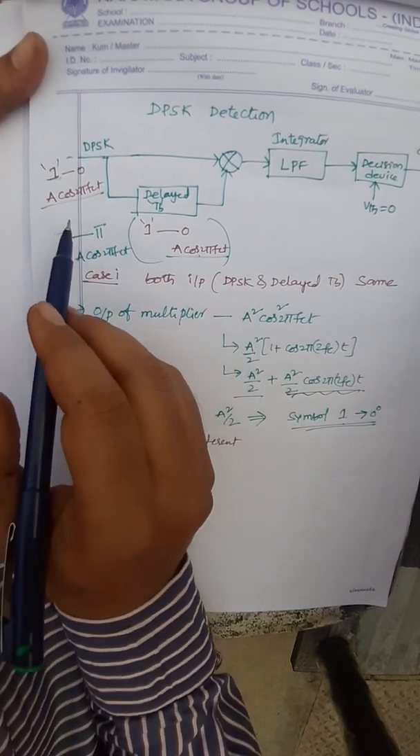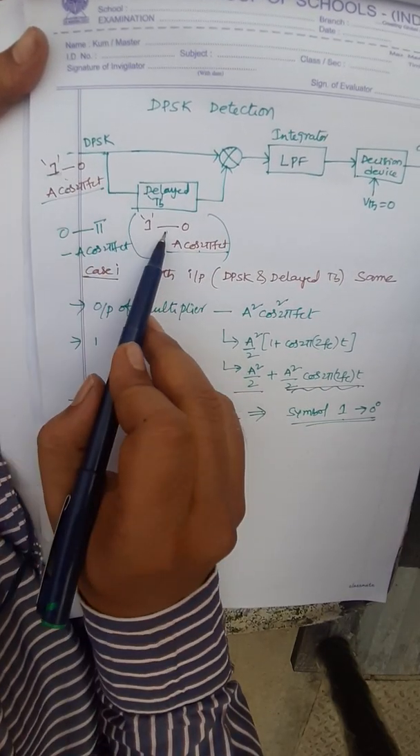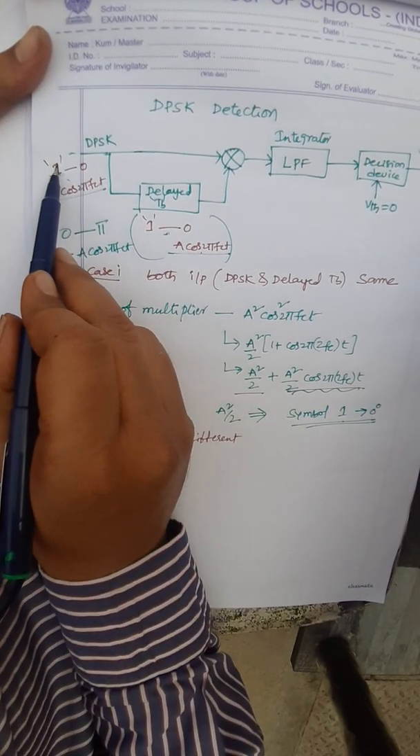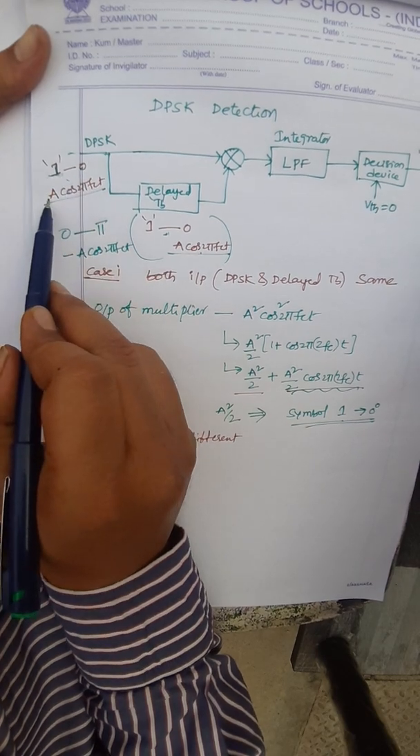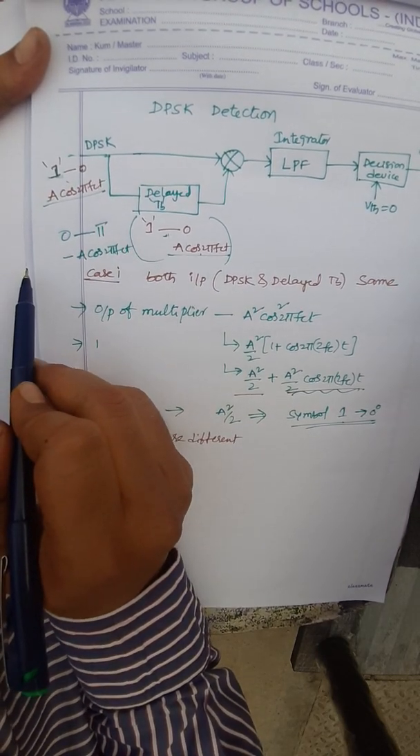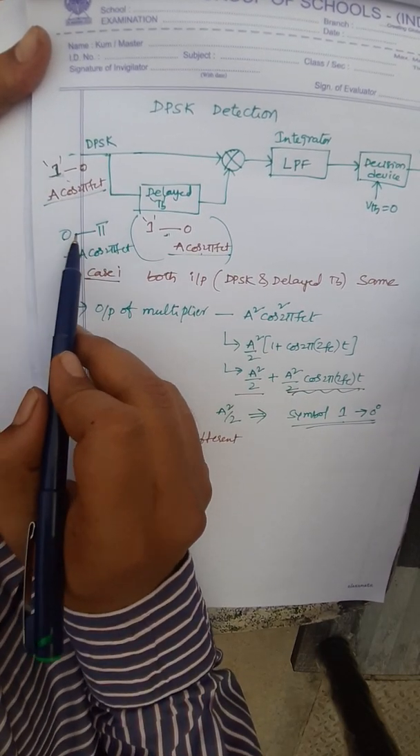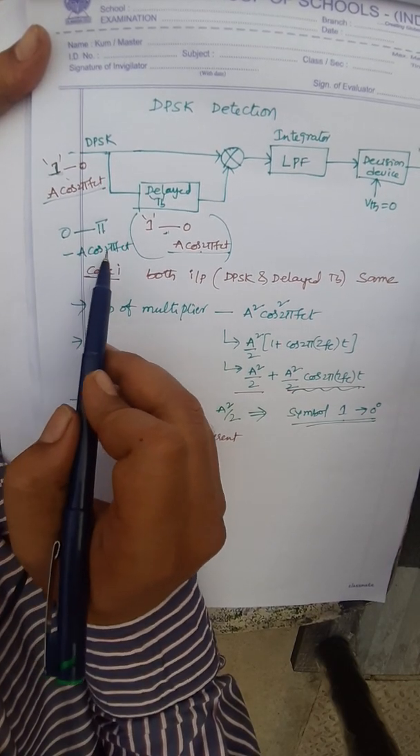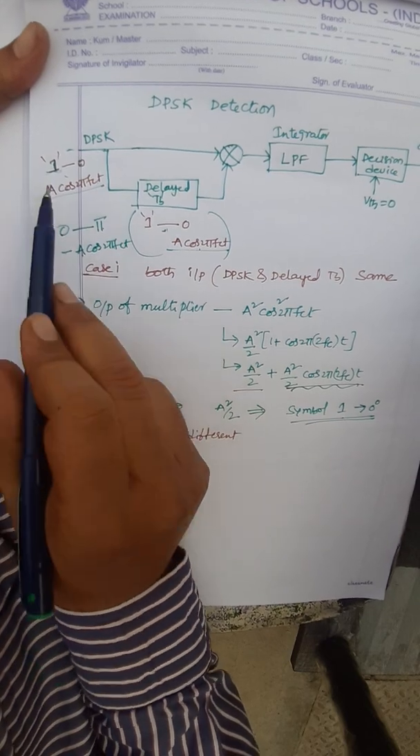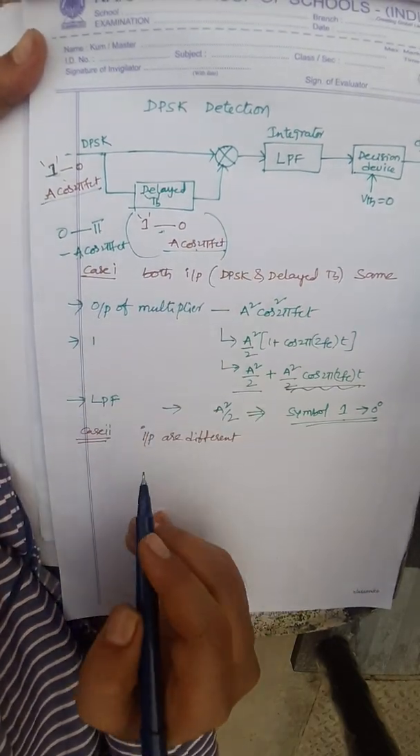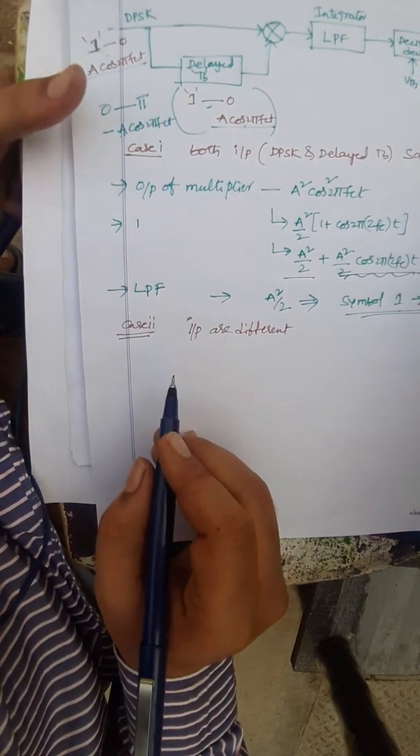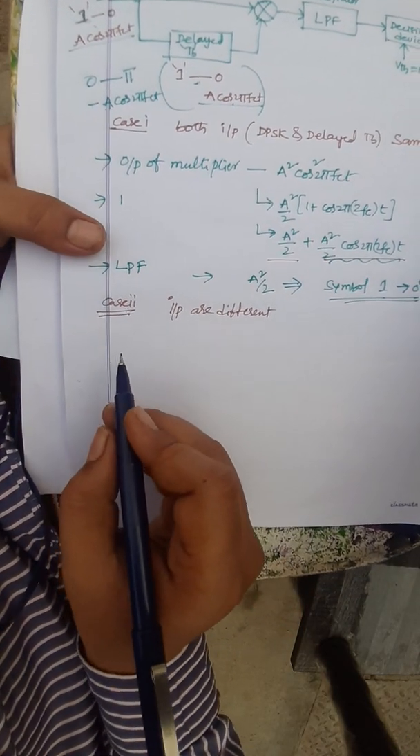Please remember, this brown color is case 1. In the second case, the input is bit 1 with 0 degrees phase shift. The equation is A cos 2 pi FCT. Bit 0 has a 180 degrees phase shift. The equation is minus A cos 2 pi FCT. These two signals are given to the multiplier. I am getting a multiplied version.